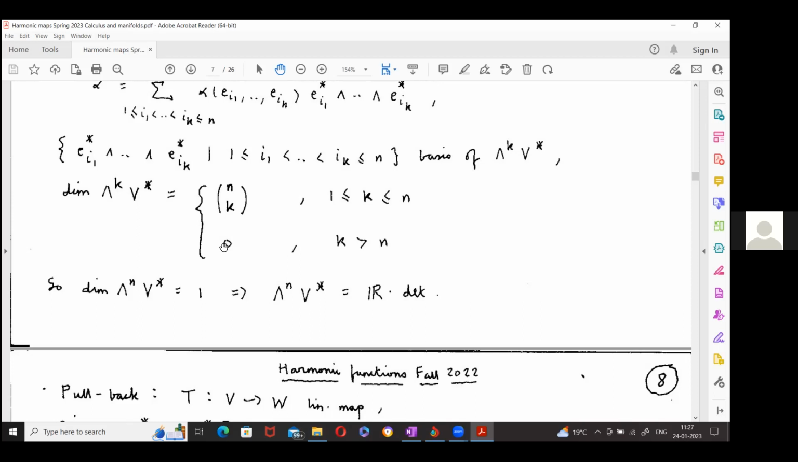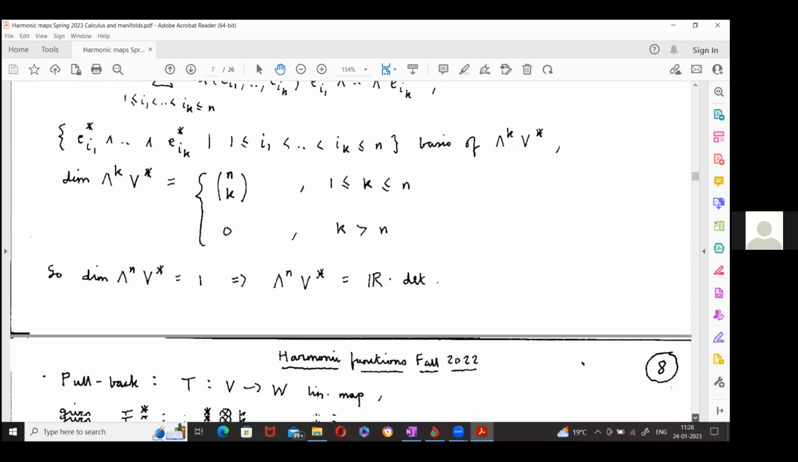Okay, fine. So in particular, when I take k equal to n, then the dimension is equal to 1, right? And up to scalar multiples, there's just one alternating form of degree n on an n-dimensional vector space. So it must be the determinant. So wedge n V star is just the line spanned by the determinant, the scalar multiples of the determinant.